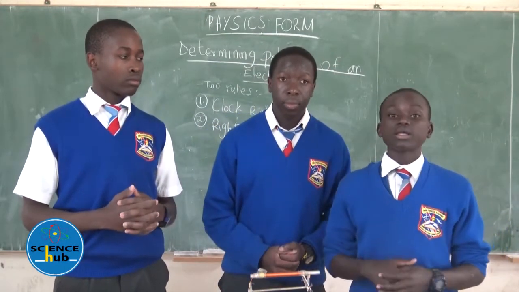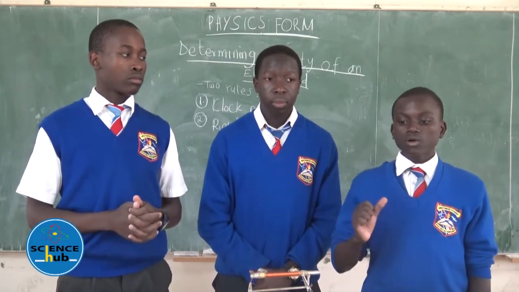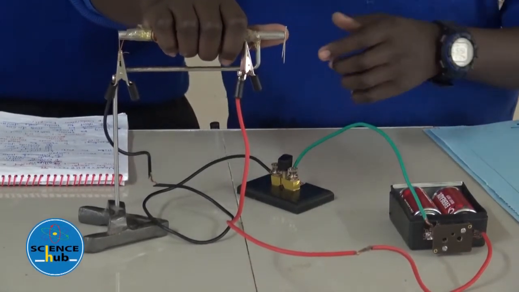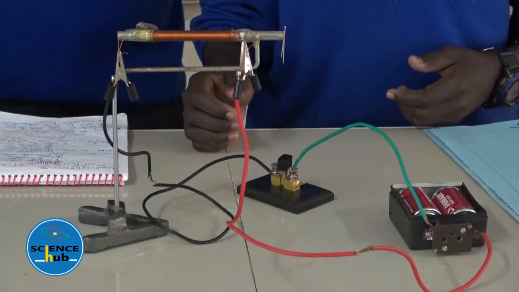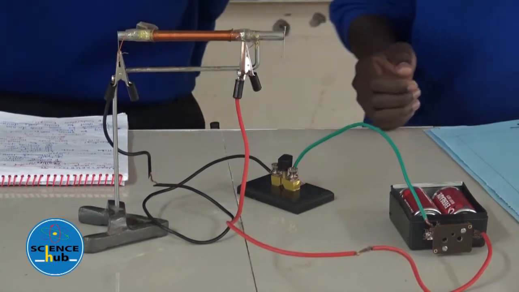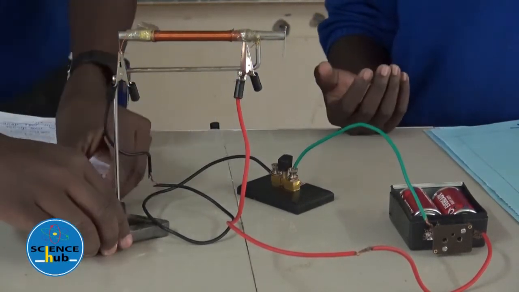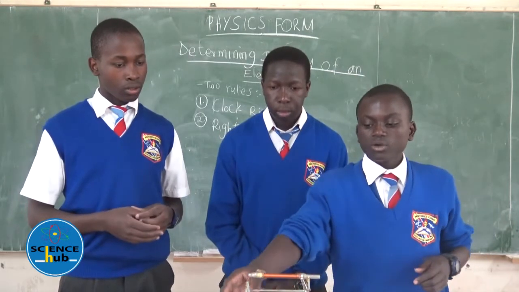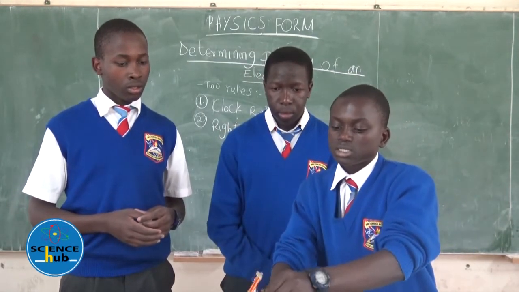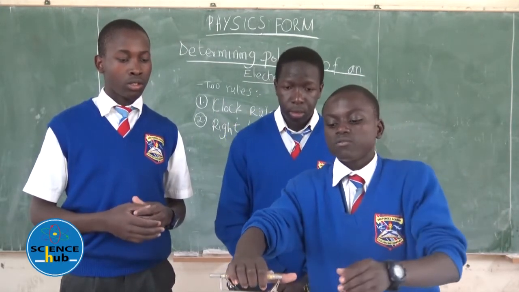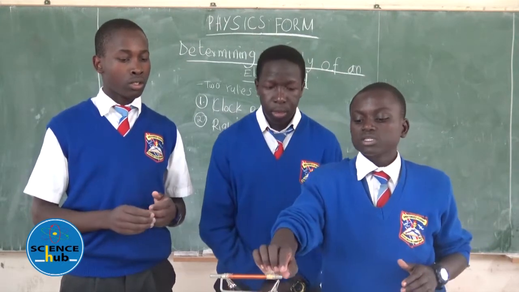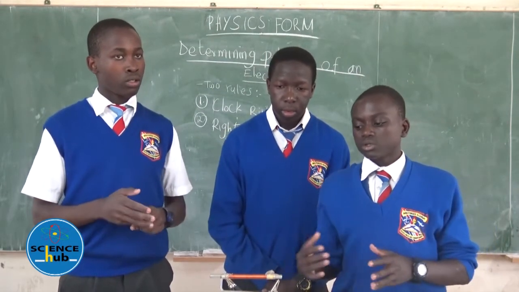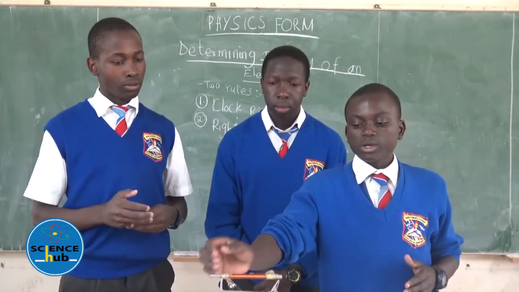On the right hand grip rule, we are told that when a coil carrying current, like this solenoid, is held such that the fingers point in the direction of the current, the thumb points towards the north pole. In this case, the current is moving following the red wire, in this direction. So I should hold it such that the fingers point in the direction of the current, therefore this end becomes the north pole. We said earlier that a magnet has two poles, a north pole and a south pole. So if one end is the north pole, then the other automatically becomes the south pole.